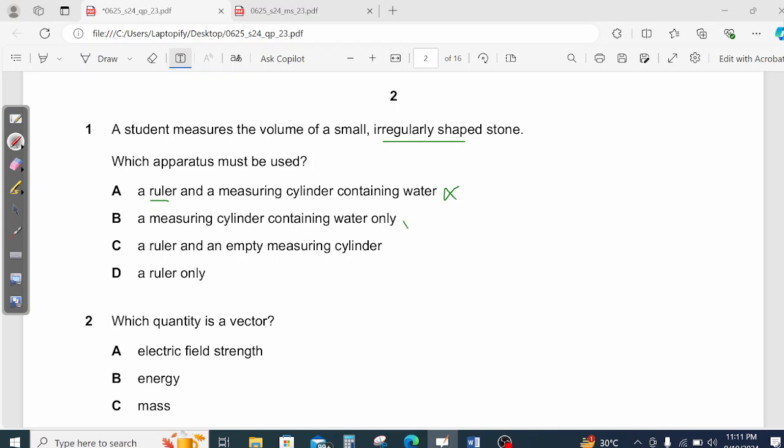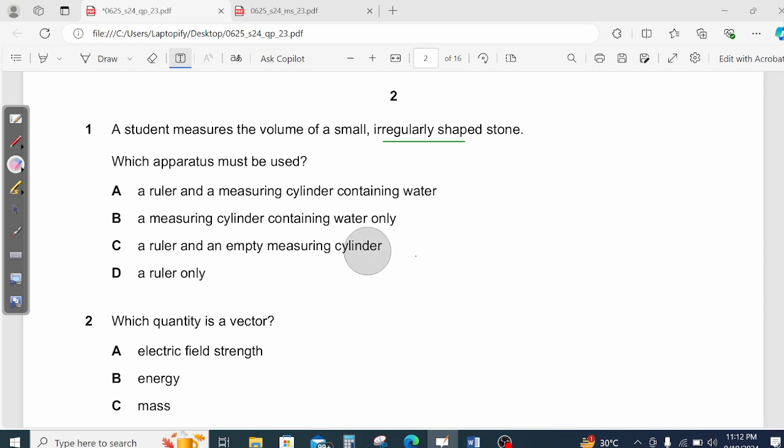Yes, this is correct, because you only need a measuring cylinder filled with water, and then you place the irregular object in that cylinder. As a result, the water level will rise according to the object that you have placed. Then you can easily measure the volume by seeing the reading mentioned on the side of the cylinder. So the option is correct. If you look at this one, a ruler is not required, so your option is B. It is a very simple question.